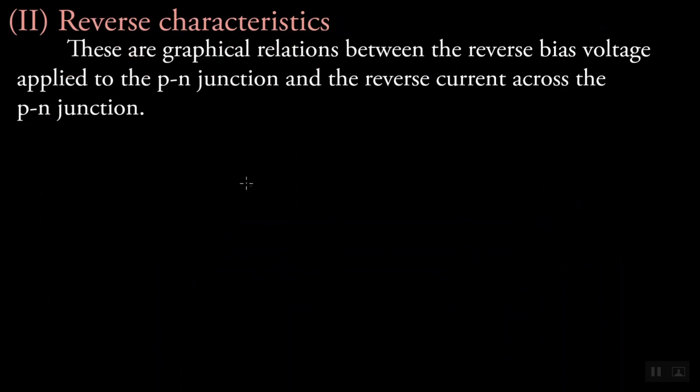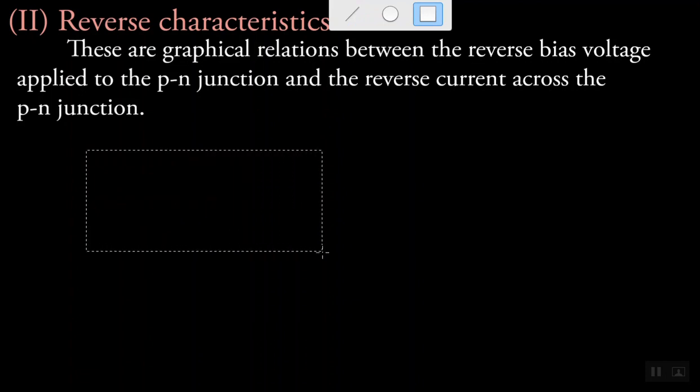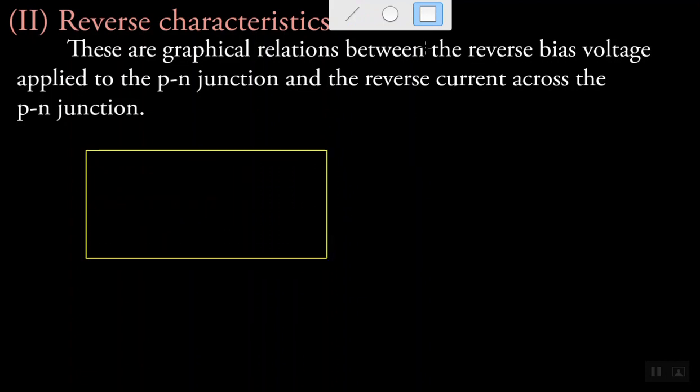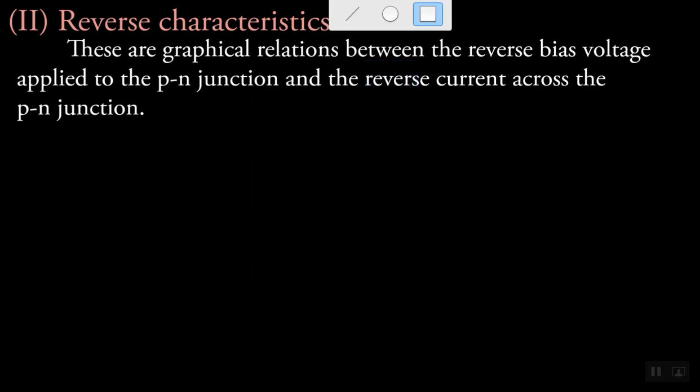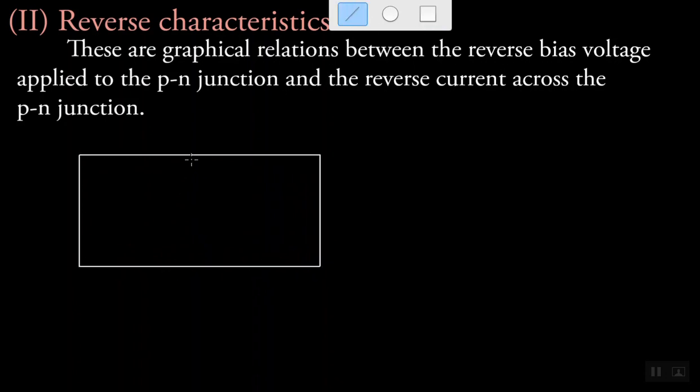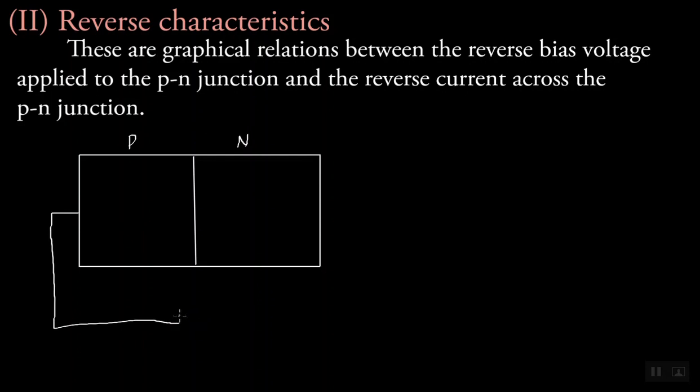The reverse characteristics. These are graphical relations between the reverse bias voltage to the PN junction and the reverse current across the PN junction. Okay, now again, let me draw the PN junction once again. Let me change the color to white. So you have this PN junction and you have this boundary. This is the P side and that's the N side, and then this P is now connected to the negative terminal, whereas the N is connected to the positive terminal. V here is the biasing voltage.